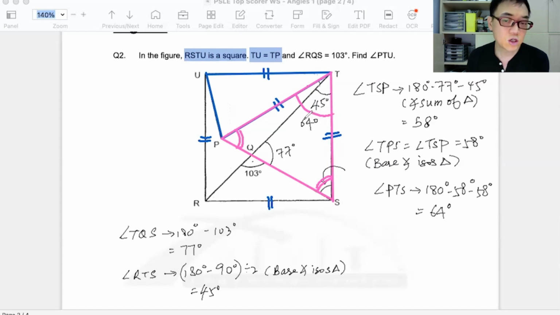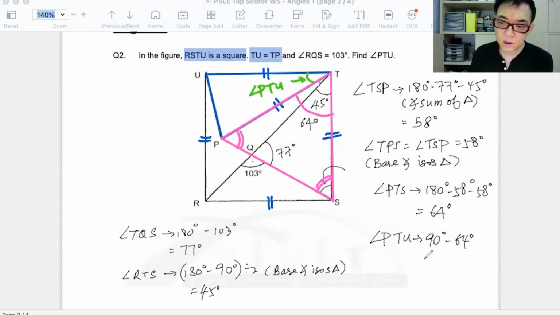Now, I can solve the question. The question they're asking you to find is PTU, which is the angle over here. You take the corner of a rectangle or square, which is 90, minus 64. Angle PTU, 90 minus 64, equals 26 degrees.